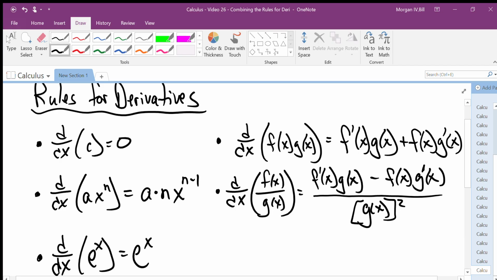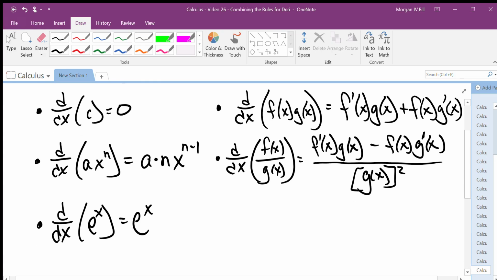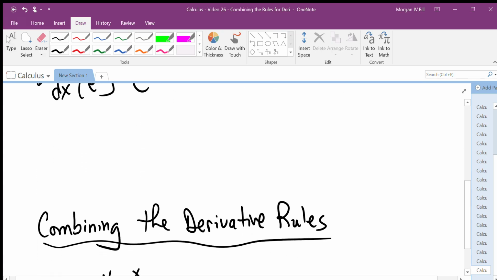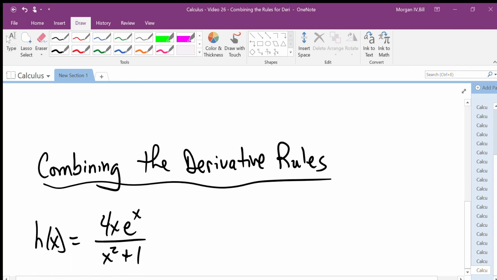What we want to see today is there are times, quite often in fact, where we combine a lot of these rules together. It's not just going to be the product rule and that's it, or the quotient rule and that's it. There are times when we have a quotient rule and in the numerator there's a product. So we have to use a product rule within the quotient rule, right? So let's give an example of one of those instances where we are combining the derivative rules.